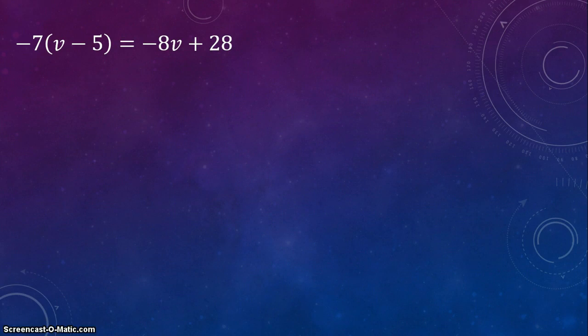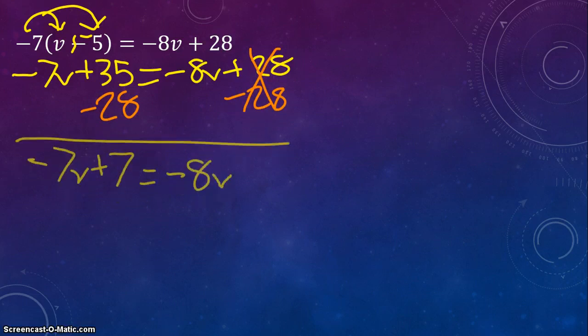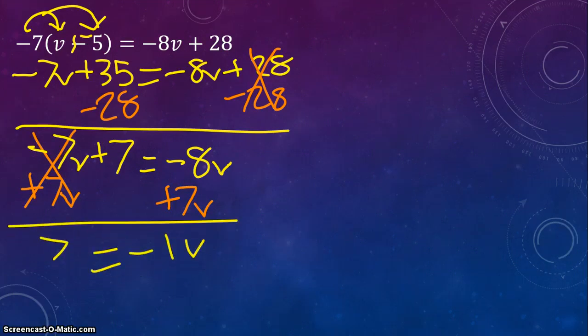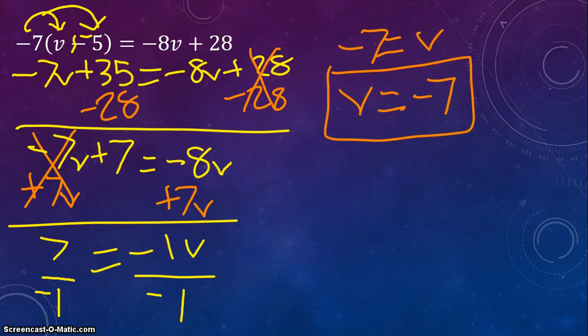The first thing I did was distribute to simplify, so I got -7v + 35 = -8v + 28. Then I subtracted 28 from both sides to get the variable alone. So I got -7v + 7 = -8v. I then added 7v to both sides and got 7 = -1v. Then I divided both sides by -1 to get my answer, v = -7.